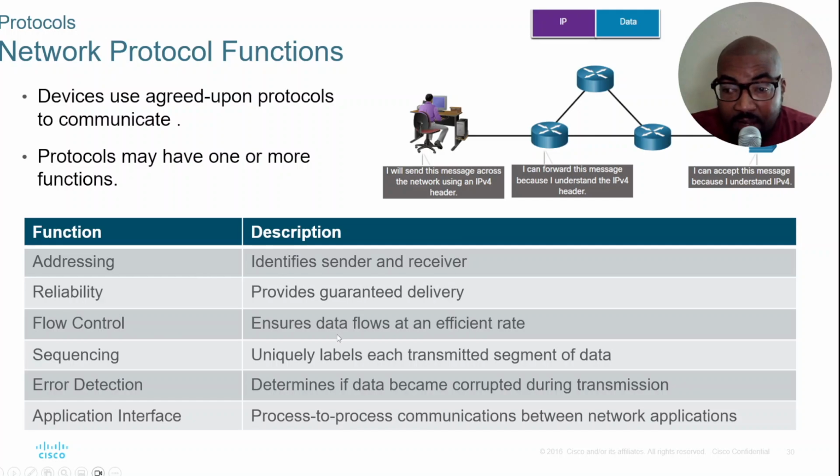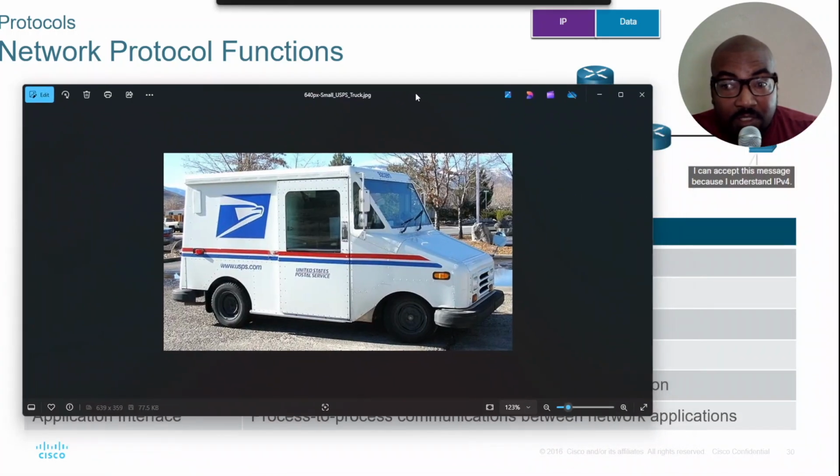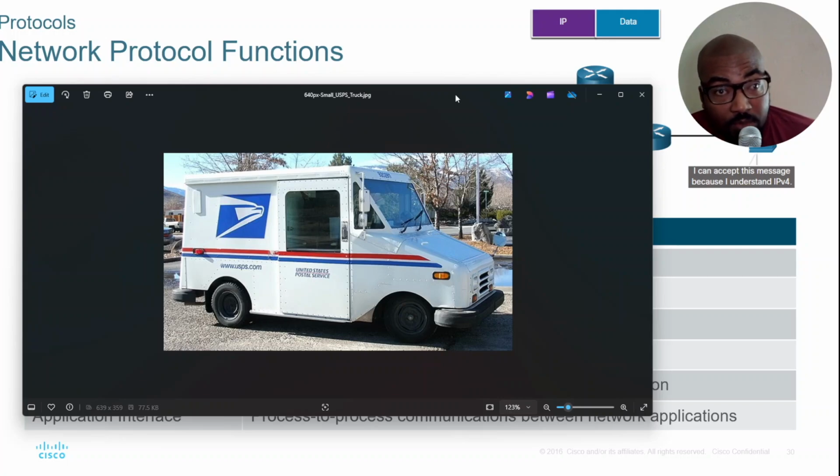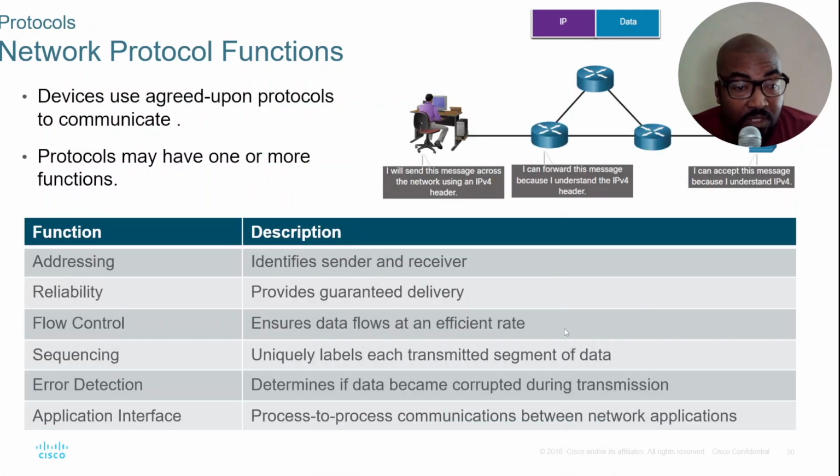Reliability provides guaranteed delivery. Now, let's go back to the mail truck, our default gateway. Some people would say, "Hey, I don't like USPS. I'd rather use UPS, or I'd rather use FedEx." Depends. Whichever preference may be the best.